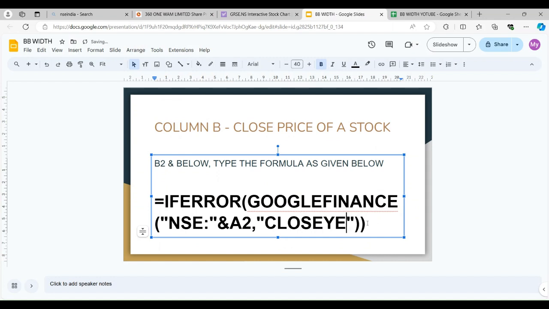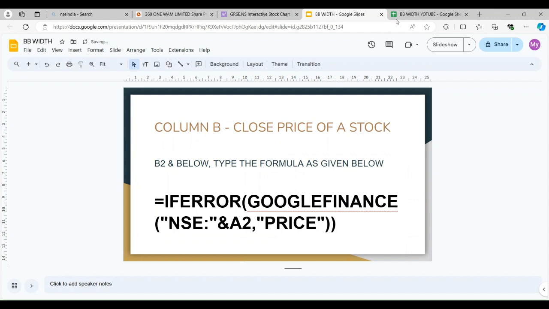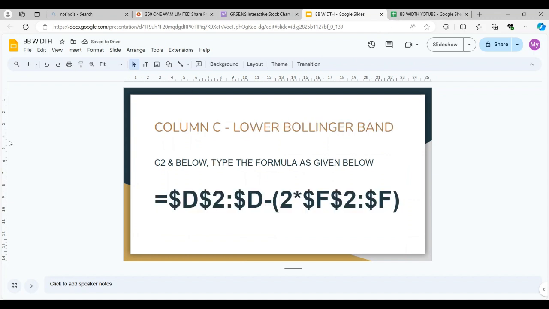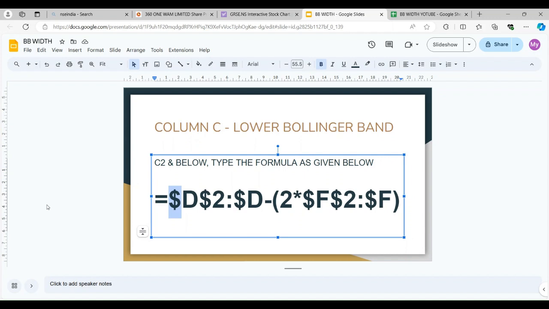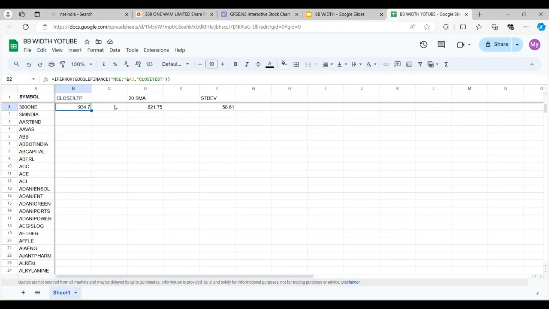Okay, so I change it. So you can put this or you can put price. Okay, I have put price. Now column C, lower Bollinger Band. Again, small formula, you can take a screenshot and do it at home. Lower band, in short I'll write LBB.